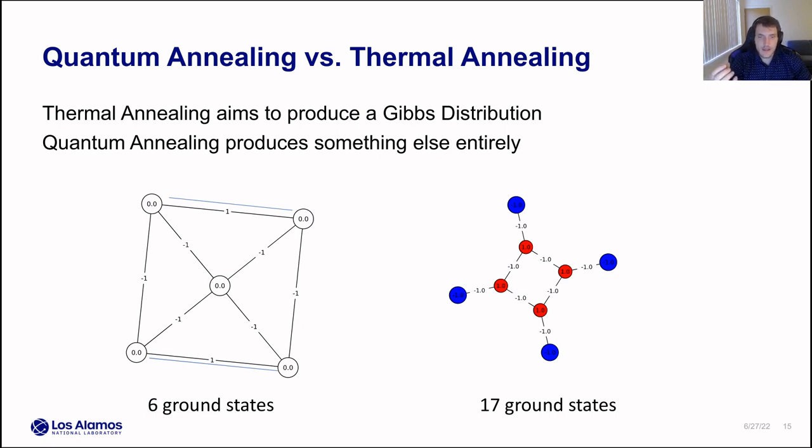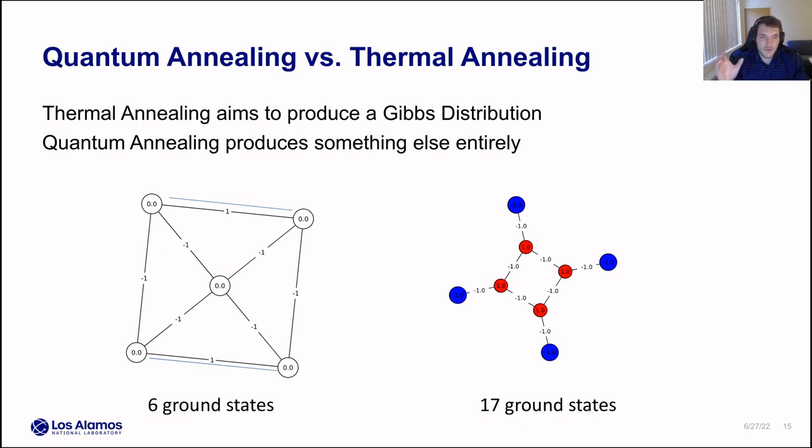Quantum annealing ends up producing entirely different results because of the way that the dynamics end up working out in the Schrodinger equation. It's not immediately intuitive why this might be the case, and it does require a little bit of effort in order to explain, and I unfortunately don't have time to discuss it in this talk, but I will show some of the effects later on.